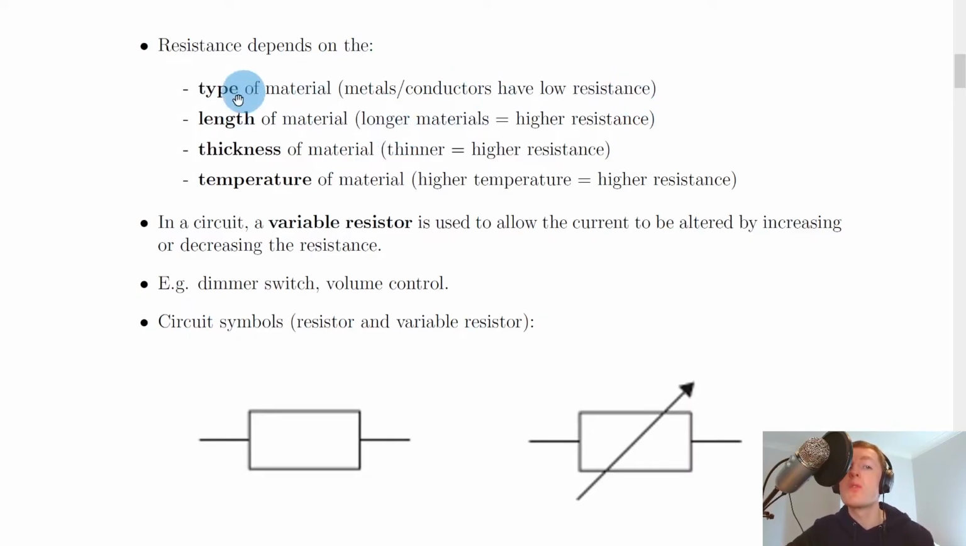The resistance will also depend on the length of the material, where longer materials will give a higher resistance to the flow of current, and that's because there's further to travel through the material for the electrons. And that means that shorter materials will have a lower resistance.